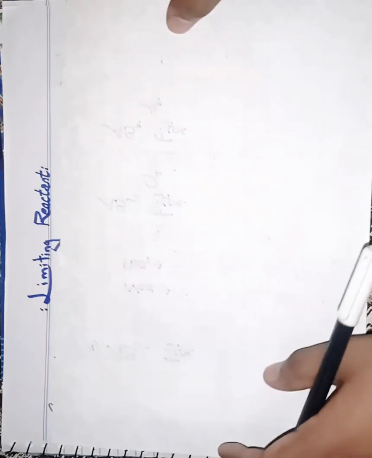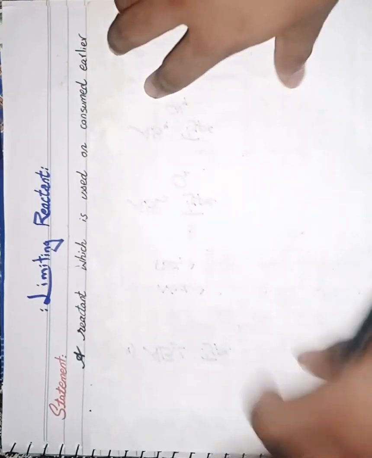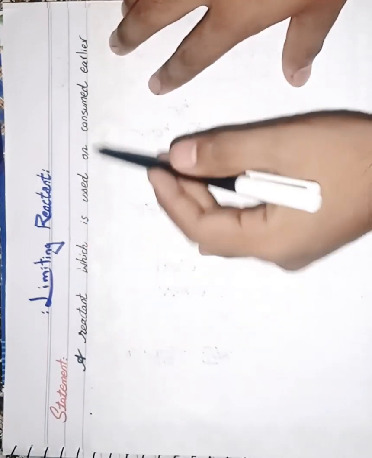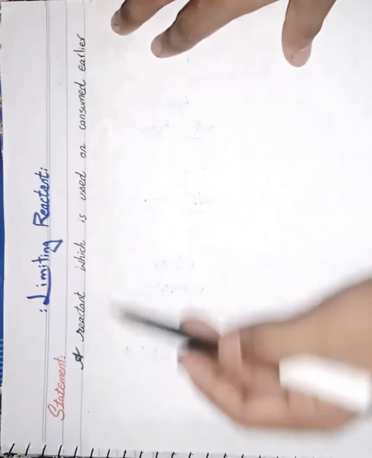My name is Toqeer and today we discuss limiting reactant. What is a limiting reactant in a chemical equation in chemistry? Now we discuss its statement: a limiting reactant is a reactant which is used or consumed earlier.